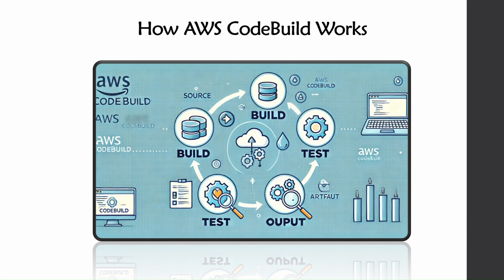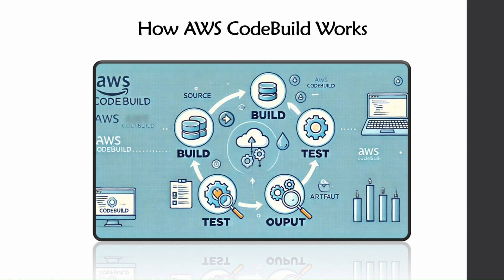Once the build is completed, AWS CodeBuild moves on to the testing phase. In this stage, automated tests are executed on the newly built code. These tests can range from basic unit tests to more complex integration or end-to-end tests. The primary goal here is to ensure that the new code does not break existing functionalities and meets the quality standards defined for the project. By running automated tests during the build process, developers can catch issues early, which helps maintain high code quality and reliability before the code moves to production.